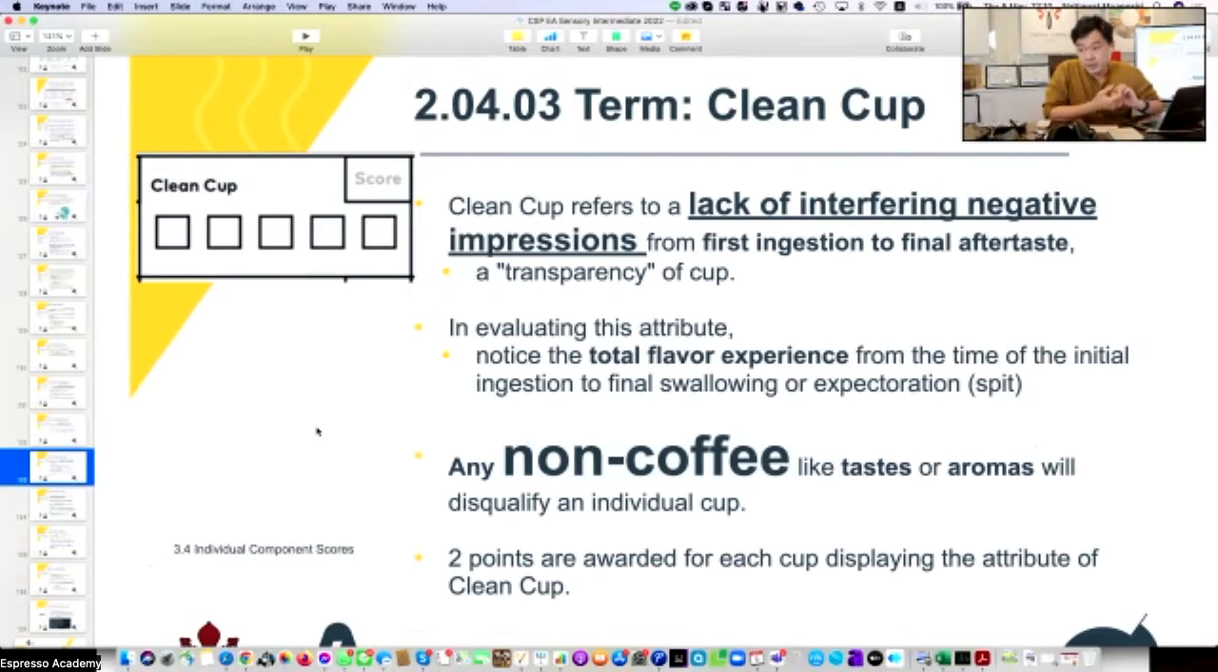Any non-coffee taste or aroma, like burnt, tiber, medicinal, moldy, phenolics, and anything else that can't be attributed to coffee, and that gives a very negative impression, would be marked as not clean cup. So you would mark one of the cups.